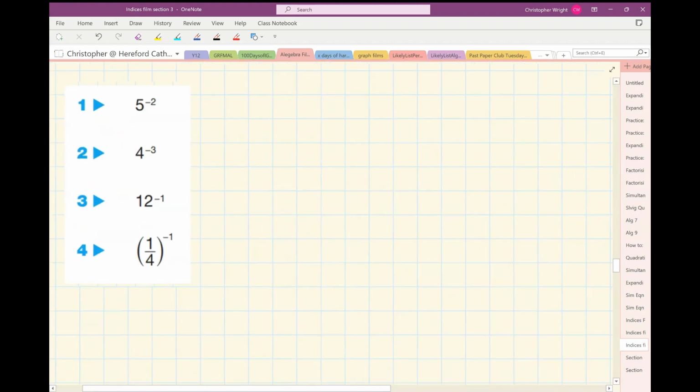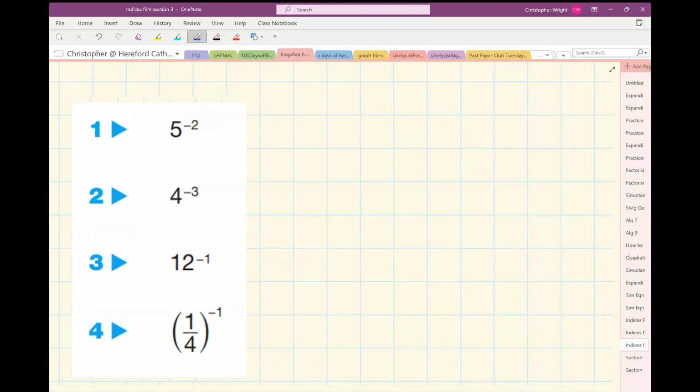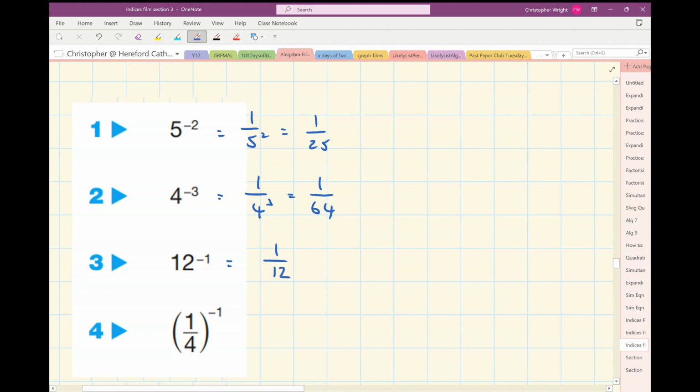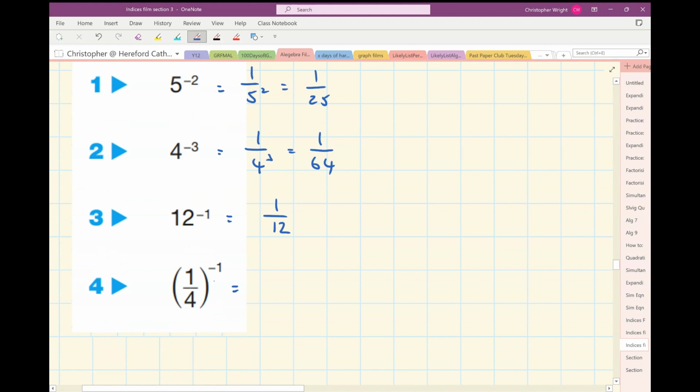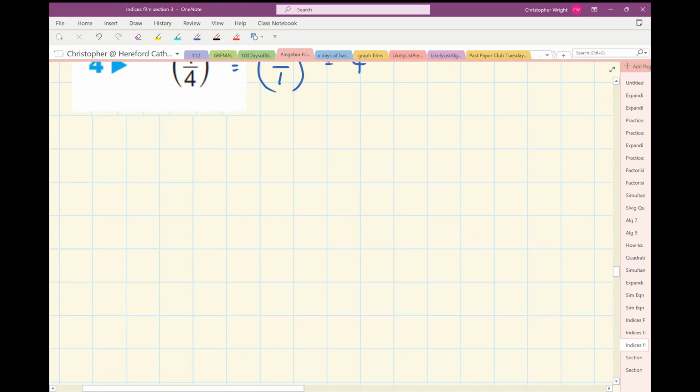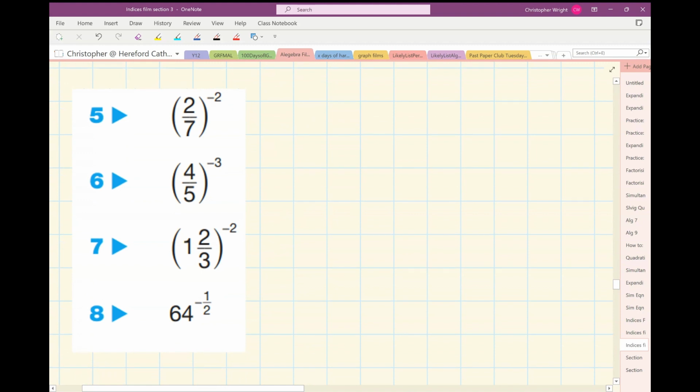Okay, number 1. 5 to the power of minus 2 is 1 over 5 squared, 1/25. Number 2. 4 to the power of minus 3 is 1 over 4 cubed, 1 over 64. 12 to the power of minus 1 is 1 over 12. Number 4. A quarter to the power of minus 1 is the reciprocal of a quarter to the power of 1. It's simply 4. Number 5 coming up. Here we go. 2/7 to the power of minus 2 is 7 halves squared. So it's 49 over 4.